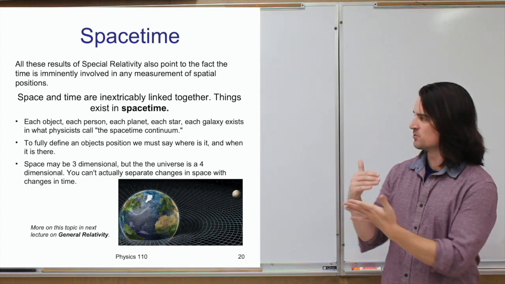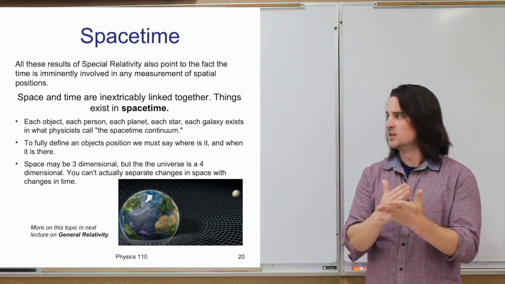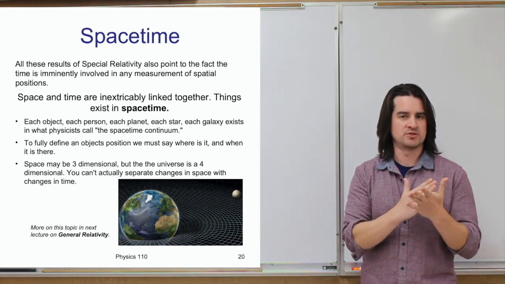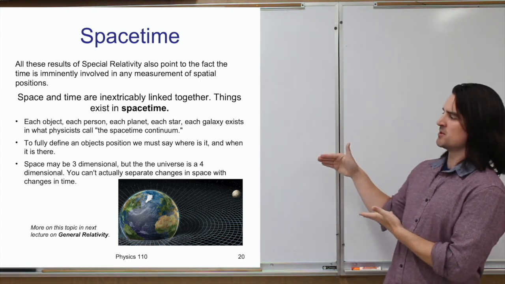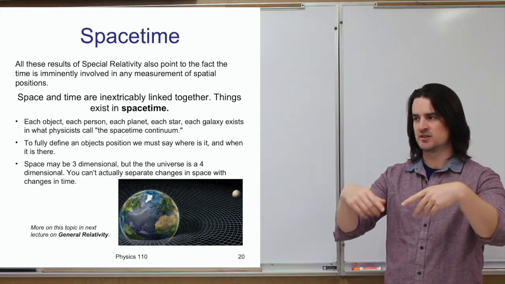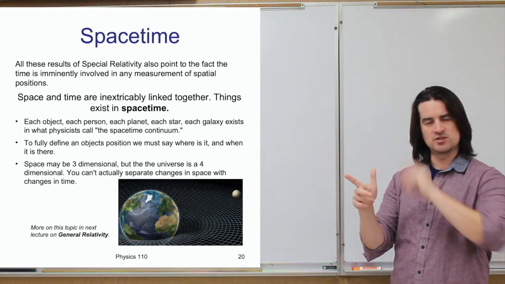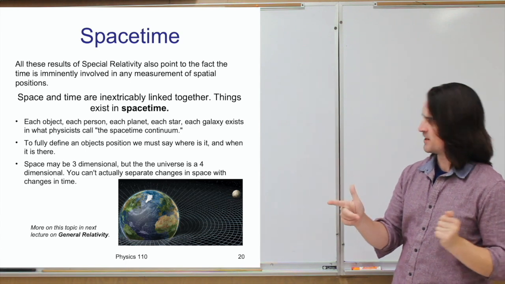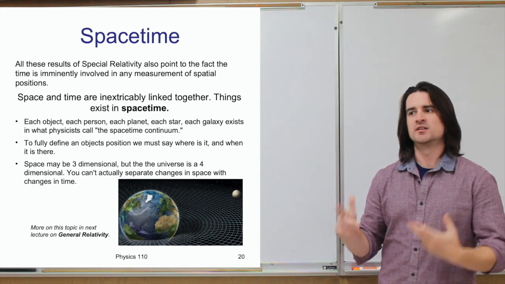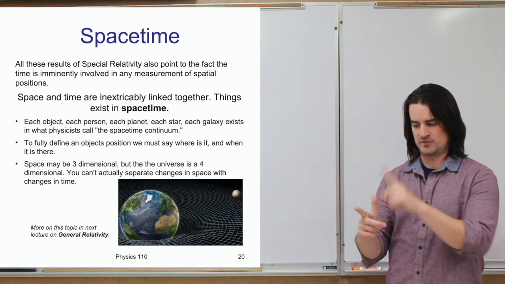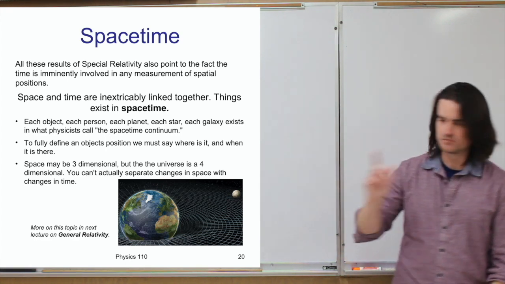And so what that means is to really fully define the position of an object, you can't just say where it is, you have to say when it was there. So just to say that space is a three-dimensional thing, you have height, length, and depth, whatever you want to say. There are three dimensions you can define volume in, you can define space, but the universe is actually made up of a four-dimensional fabric that we call space-time. So it's all those three dimensions of space plus one dimension of time. So, more next time.